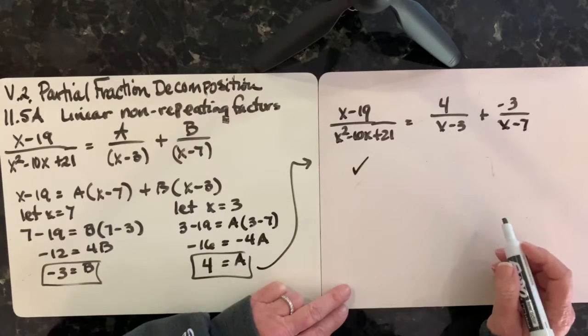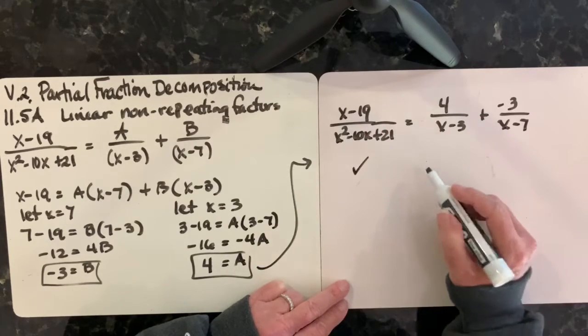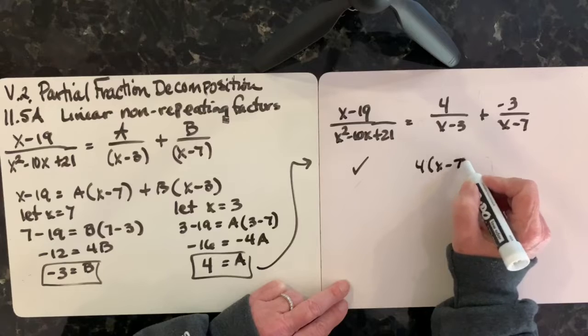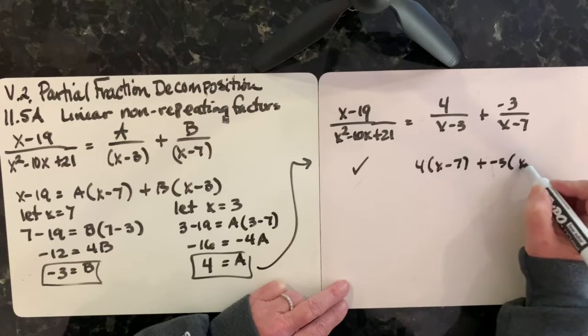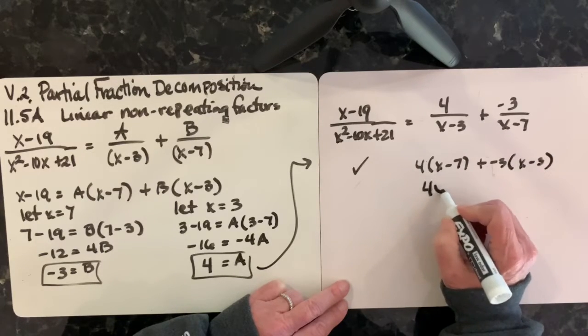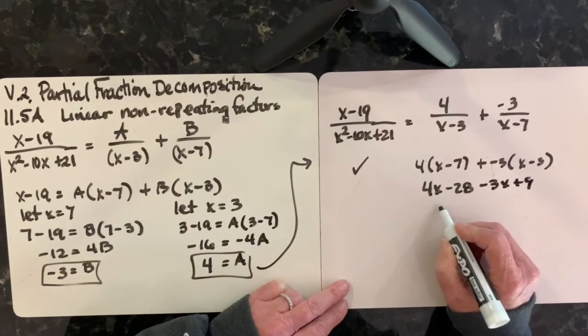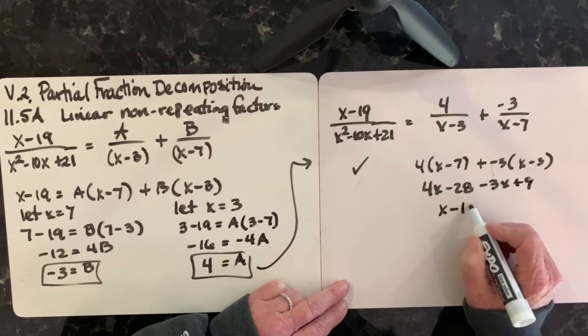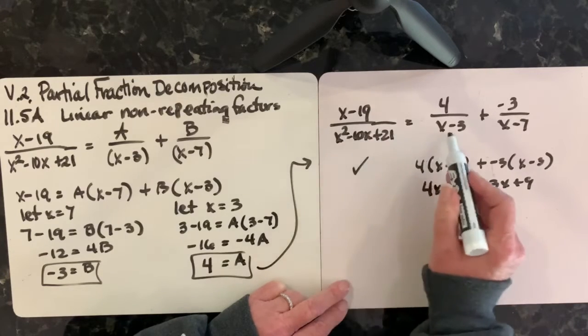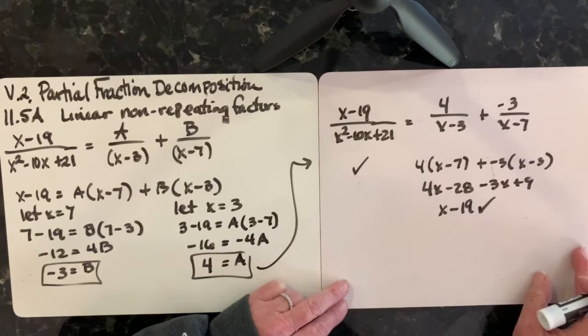Now, if you want to run a check, you can check just to see if you can get that numerator. And I would do this. And I get 4x minus 28 minus 3 plus 9, and I get x minus 19. So it checks, and I already know that these are the two factors of that denominator.